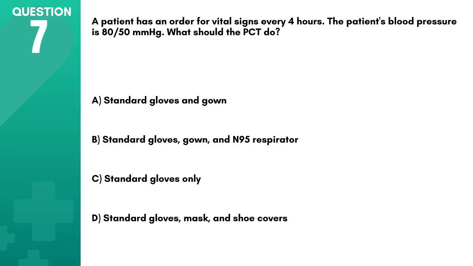Question 7. A patient has an order for vital signs every 4 hours. The patient's blood pressure is 80/50 mmHg. What should the PCT do? A. Record the reading and continue routine monitoring. B. Recheck the blood pressure after 15 minutes. C. Report the reading immediately to the nurse. D. Offer the patient a glass of water.